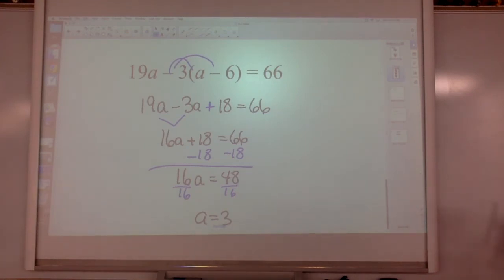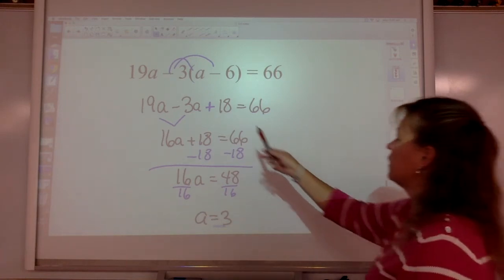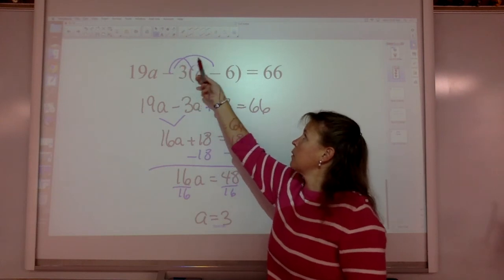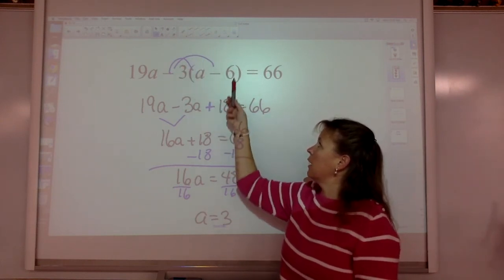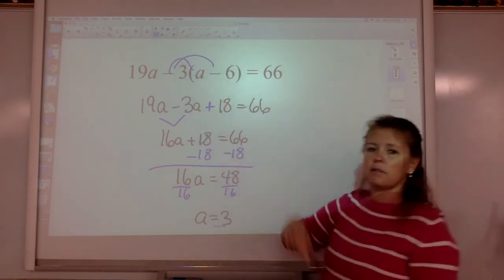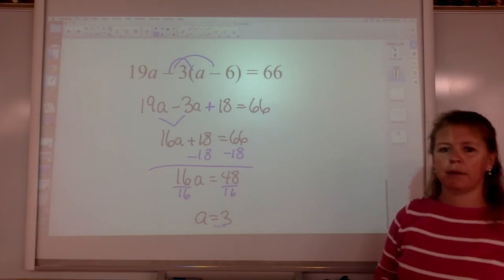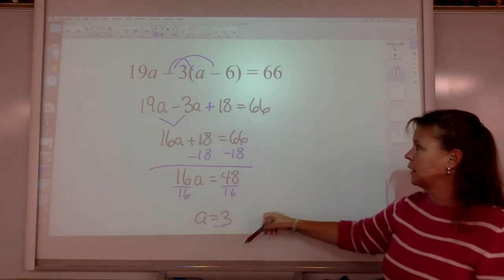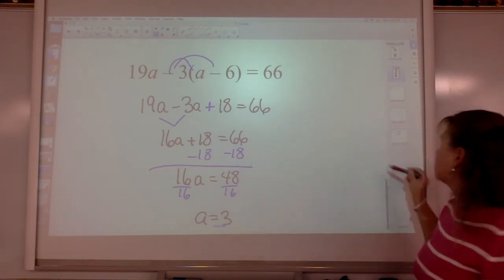Distribute the negative, combine like terms, subtract, divide. A equals 3. Make sure you not only distribute the negative, but you also distribute the 3 with it. You should get negative times a negative is positive 18 right there. Use your calculators when subtracting and dividing so as not to make a silly mistake.